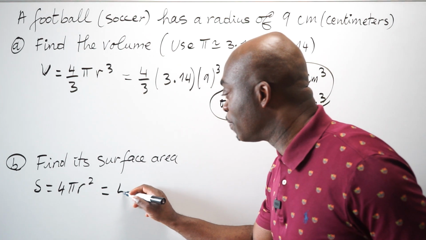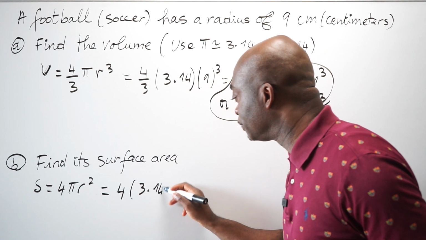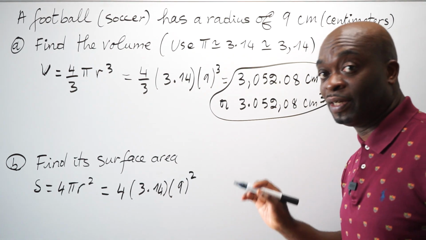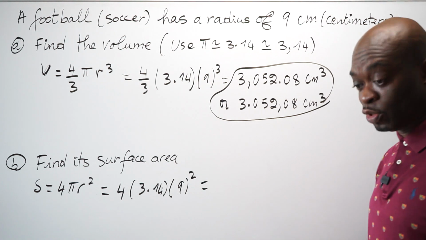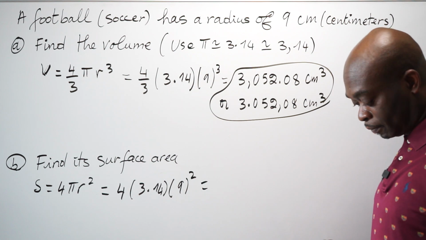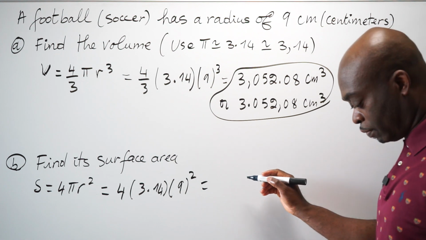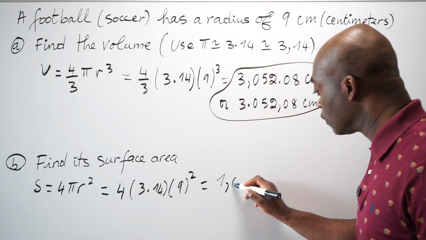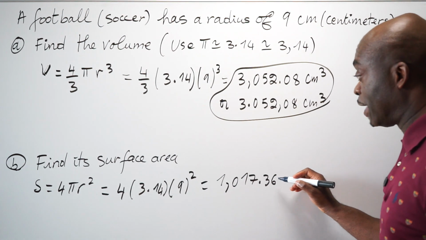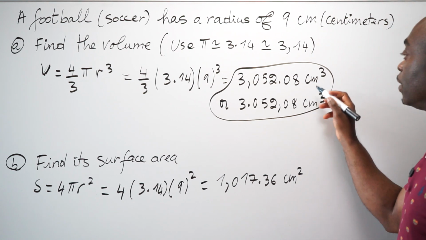this is it. So in this case, it's going to be 4 times pi, the same pi that we're going to use, okay? So that's 3.14. And then r, again, the same r, which is 9. And in this case, it's squared. No more cube. So now we've got to do the calculations here to see what we get. So this one is 1,017.36. And then in this case, we're talking about square, so that would be square centimeters instead of cubic centimeters.